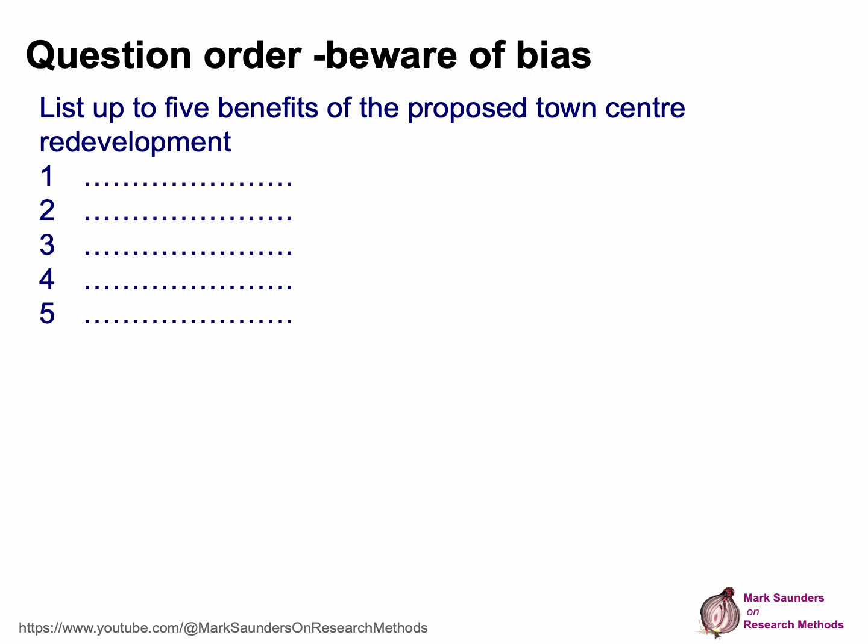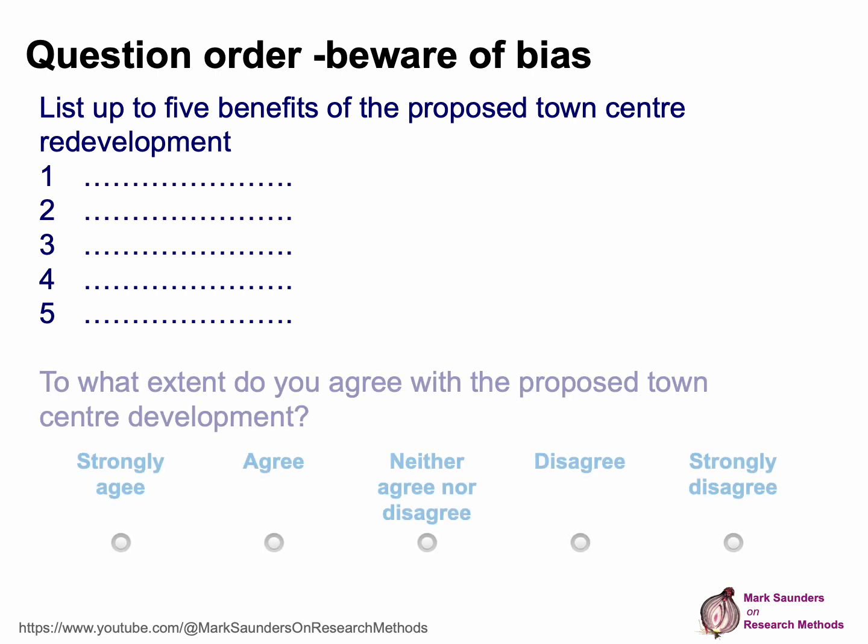The next question asks, to what extent do you agree with the proposed town centre development? And you may think, well, what does that matter? But the thing is, you've just already asked the respondent to say what benefits are, and so by asking about benefits first, you're getting them to think about things that would actually be positive about the proposed town centre development, and so they're likely to respond by strongly agreeing rather than strongly disagreeing in relation to the town centre development. They're going to like it because they've already been thinking about positive things. So hence we have to be very careful about bias.